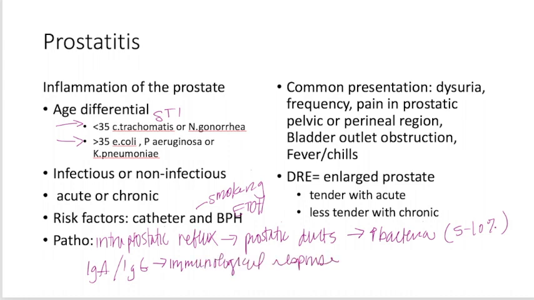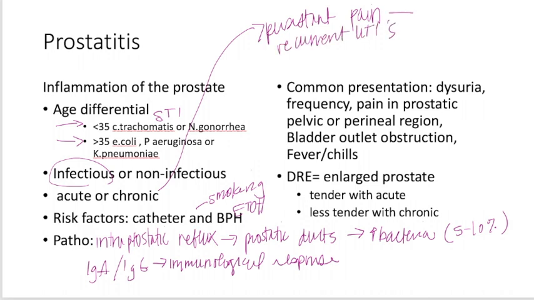Common presentation is dysuria, frequency, pain in that prostatic, pelvic, or perineal region. There may be a bladder outlet obstruction, fevers, and chills if it's related to an infectious process. And then on exam, you would have an enlarged prostate, tender with acute, less tender with chronic. Chronic prostatitis is characterized by persistent pain and recurrent UTIs. When we have persistent pain in the prostate, we call it prostodynia.